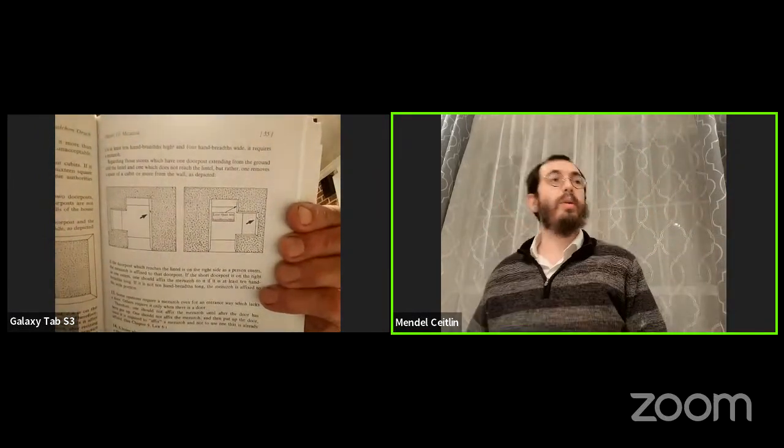We have to look at the bottom section. Does the bottom section have 10 tefachim? If the height of the lower part is 33 inches or more, then you put the mezuzah on the lower part, because that is a leg. I thought this was illustrating whether it's on the right or the left. Well, it is also right or left.